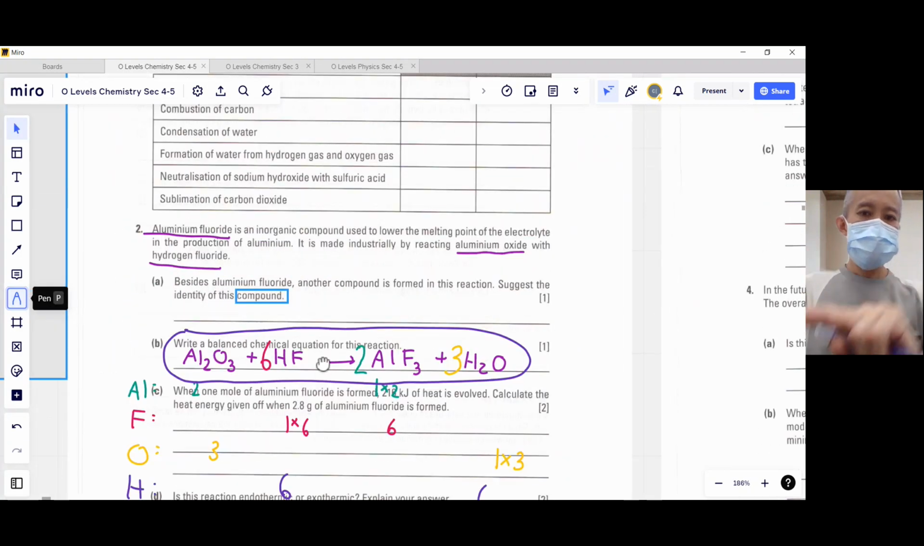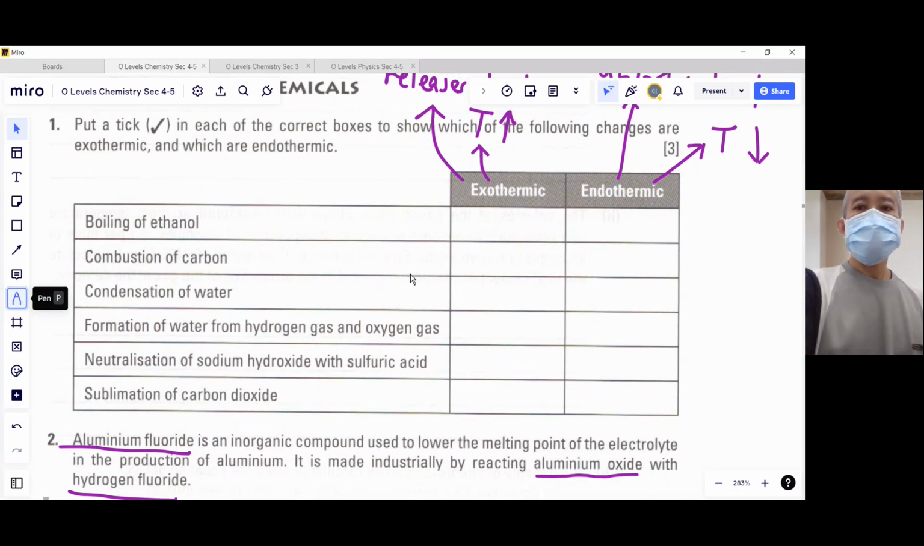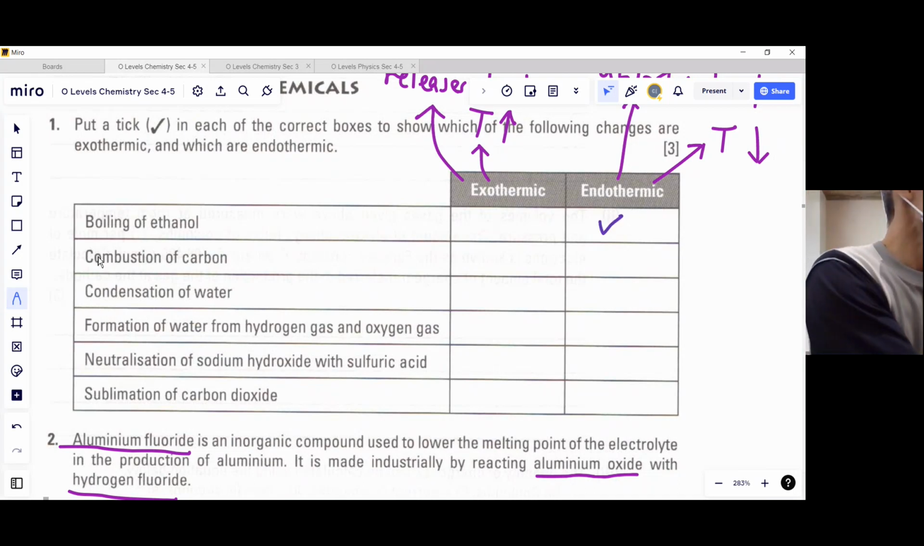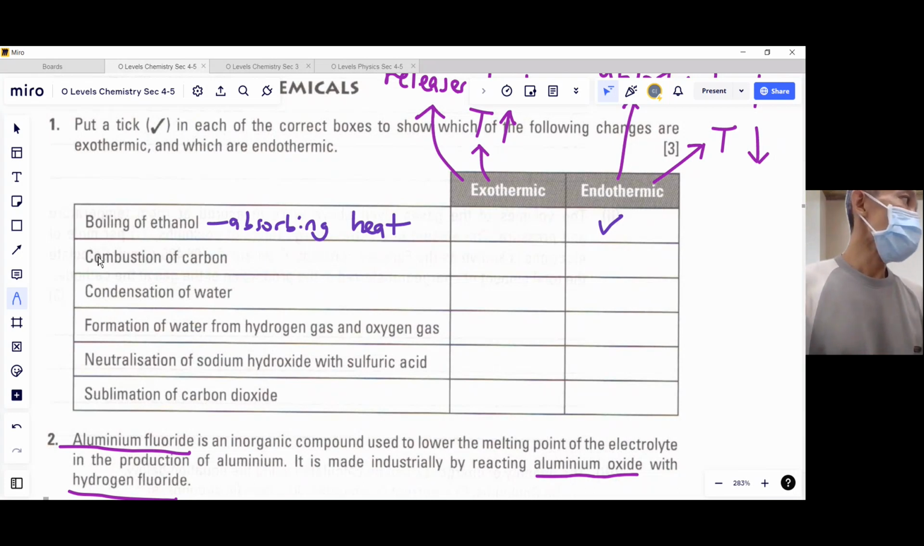Now let's look at the front part. Now try to get this correct too. Boiling of ethanol, Charlotte. Remember when you boil, ethanol is absorbing the heat, no? It's absorbing the heat. I mean, you can write down if you want to. Okay, so it's an endothermic reaction or endothermic process.